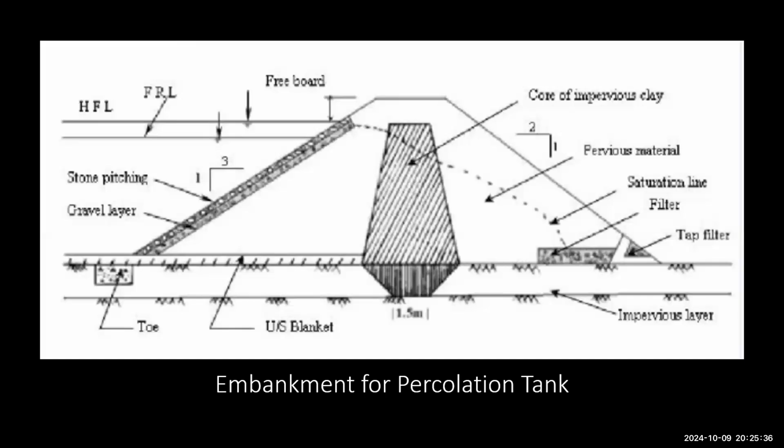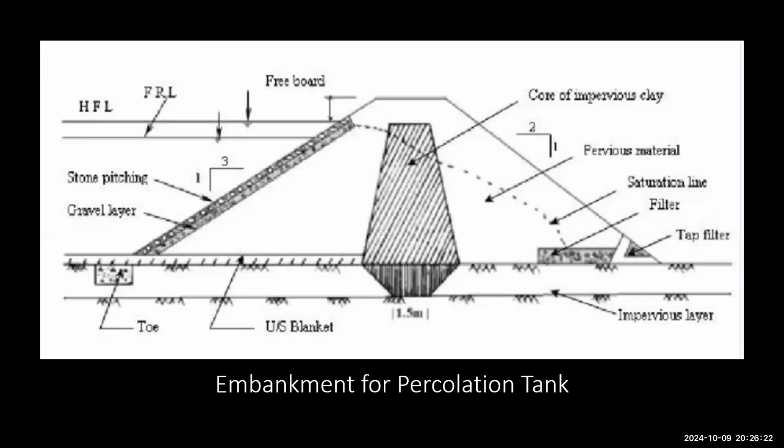And then on the upstream side, some protection is provided in the form of stone pitching. At first, a gravel layer is laid on the upstream side slope, and above that, the stones are laid. That is called stone pitching. The stone pitching protects the upstream side slope from wave erosion. When the water is stored, waves are generated, and these waves may scoop out earth from the upstream side slope. If this continues for a longer duration, then failure of the embankment is possible. In order to save this embankment, stone pitching is essential.